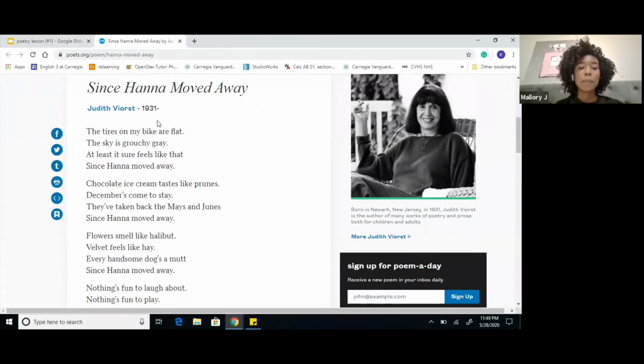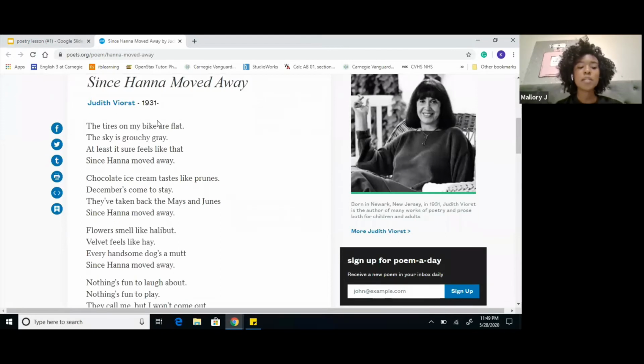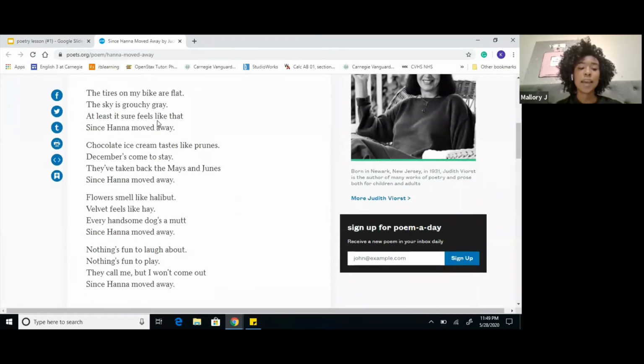The tires on my bike are flat, the sky is grouchy gray. At least it sure feels like that since Hannah moved away. Chocolate ice cream tastes like prunes, December's come to stay. They've taken back the Mays and Junes since Hannah moved away. Flour smells like halibut, velvet feels like hay. Every handsome dog's a mutt since Hannah moved away. Nothing's fun to laugh about, nothing's fun to play. They call me, but I won't come out since Hannah moved away.